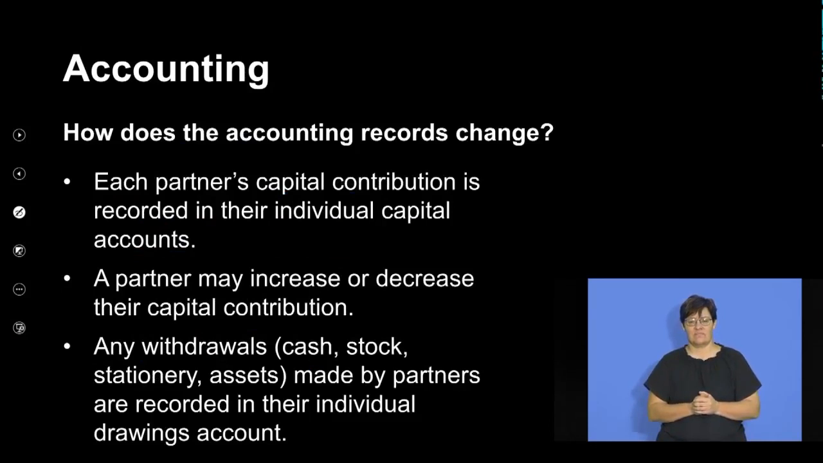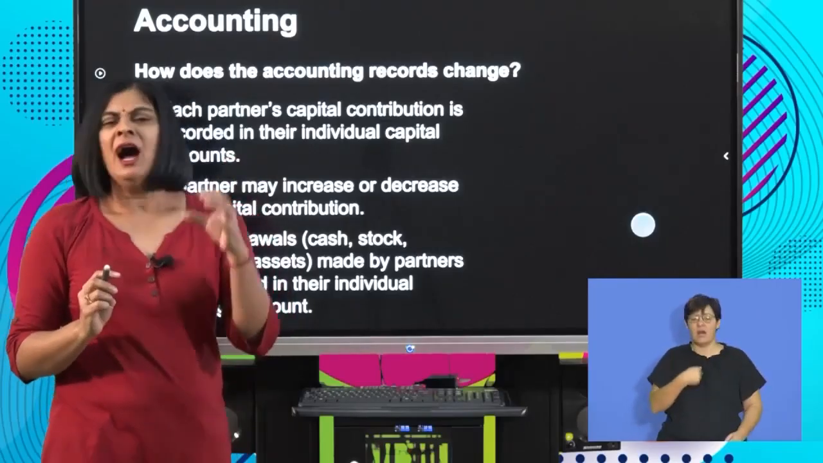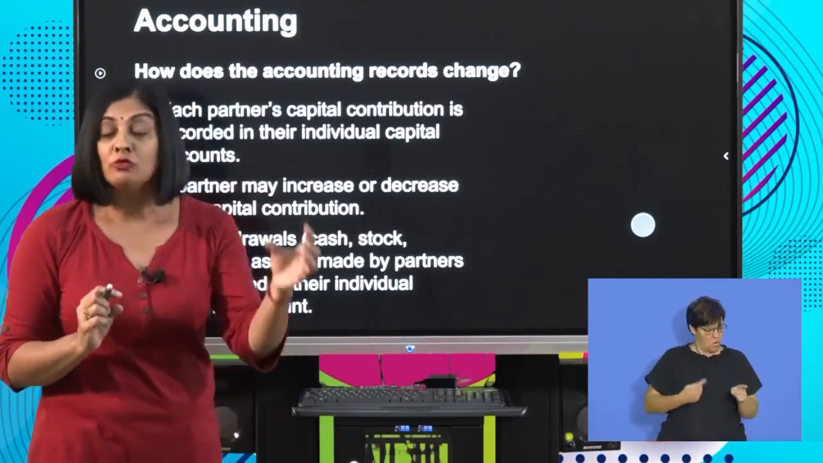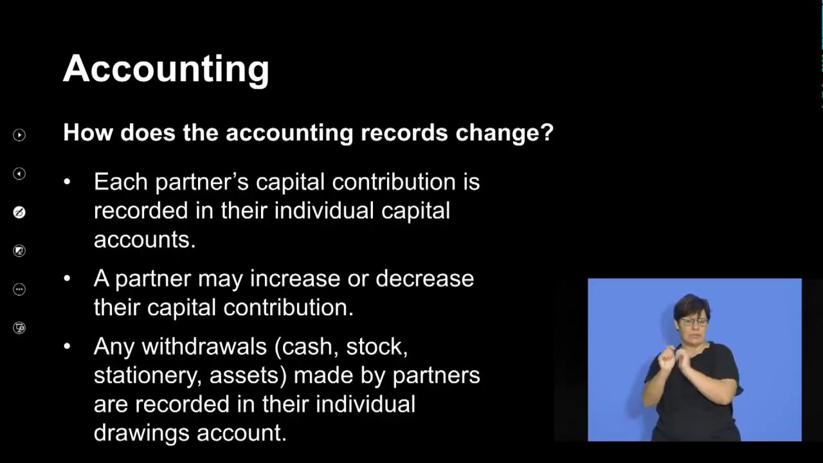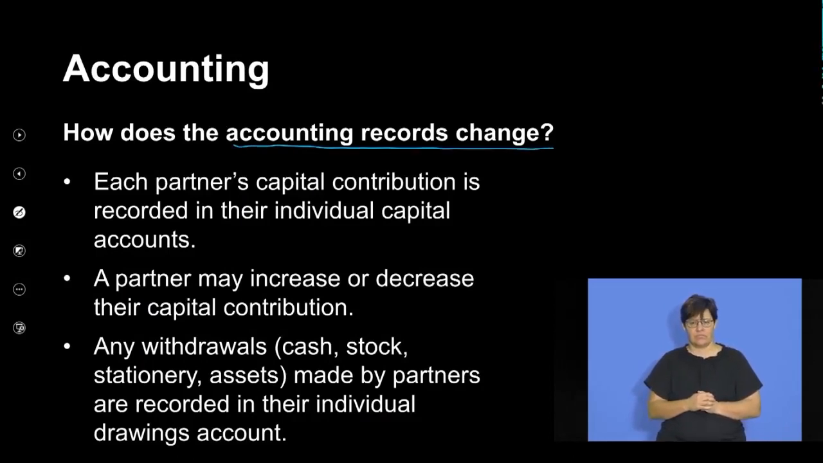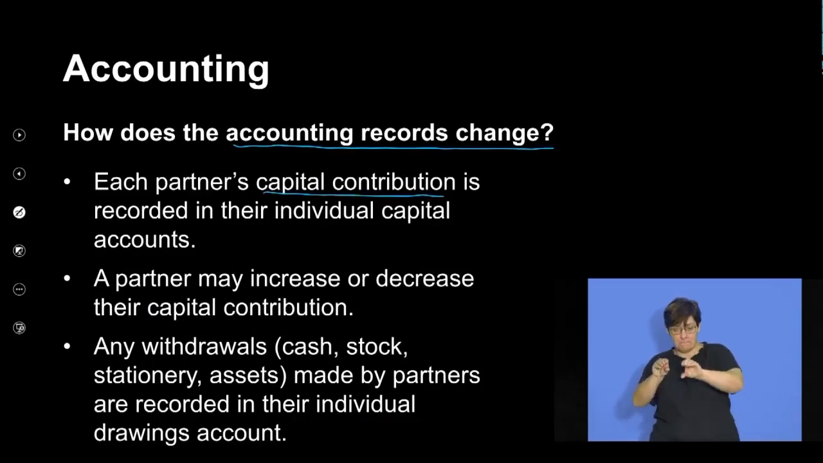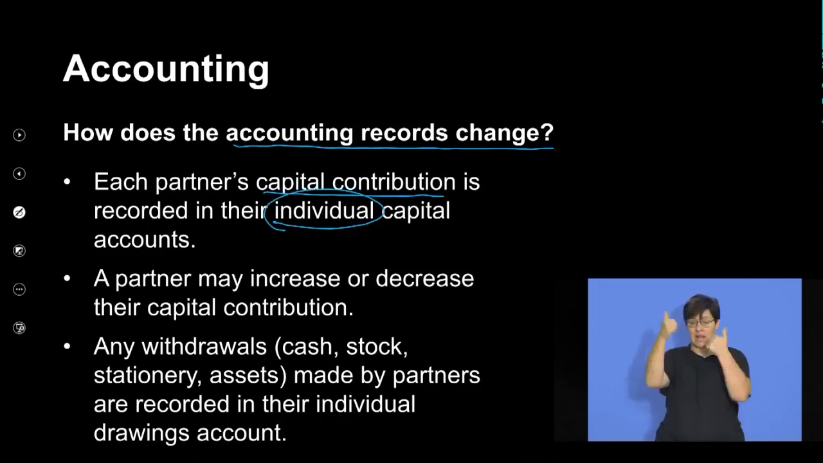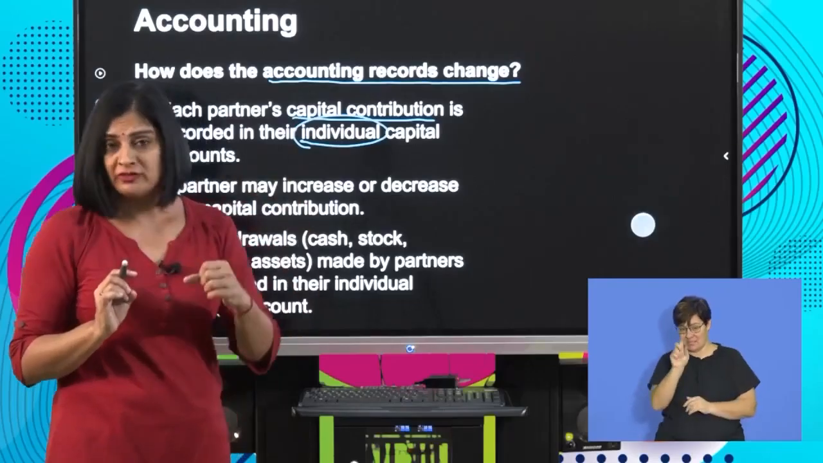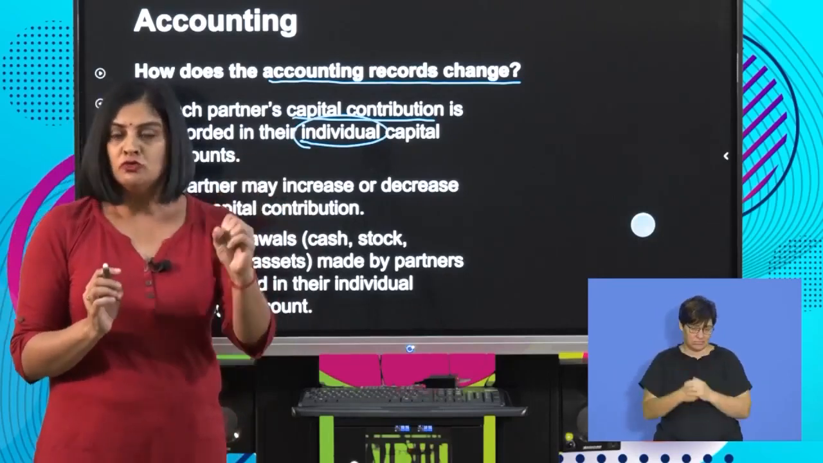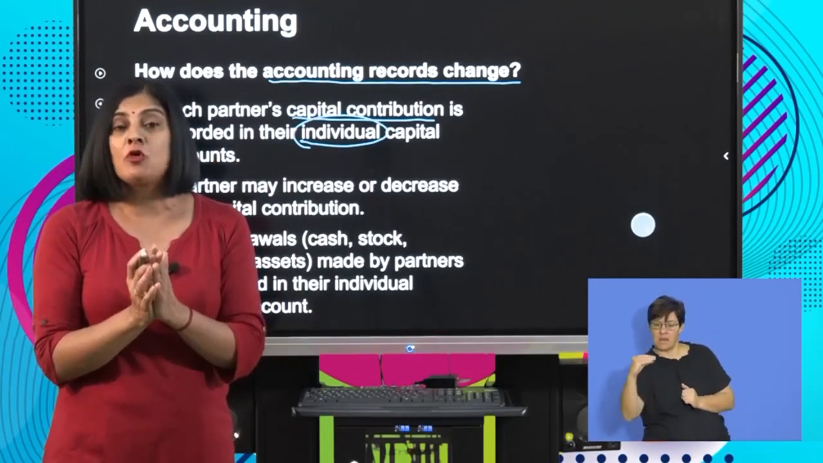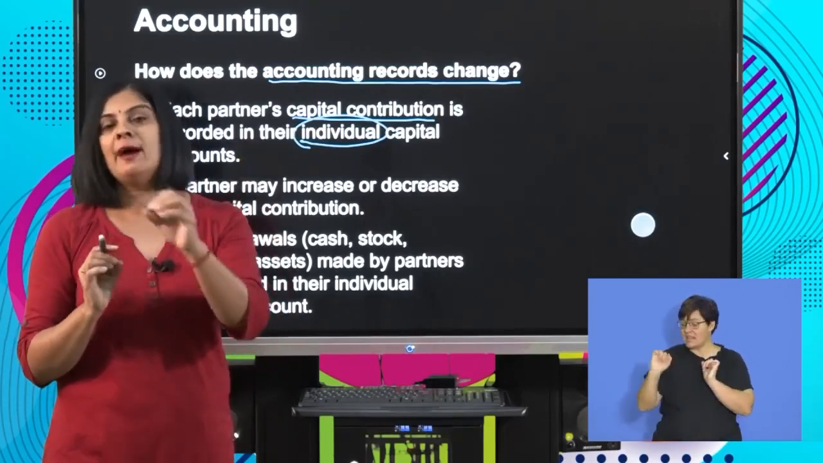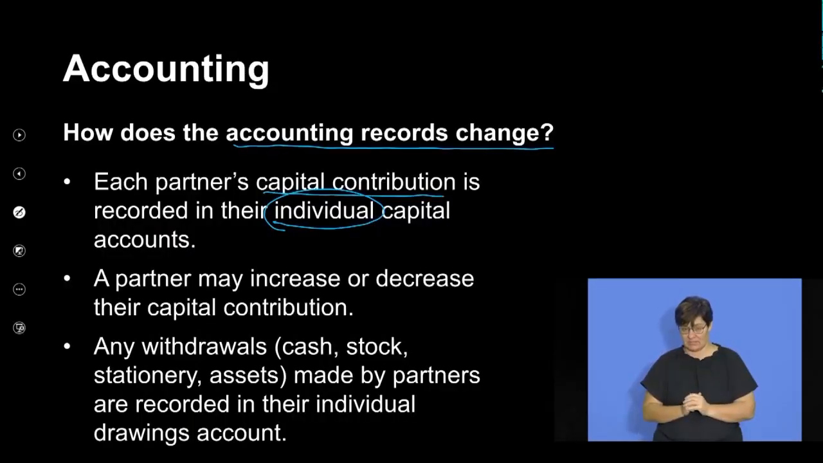Right, now as the bookkeeper, you are interested in how your job changes. How are the accounting records that I'm going to prepare going to change? So let's focus on that. Each partner's capital contribution is recorded in their individual capital accounts. Now, this is very, very important. We're going to touch on this later on, but remember, you've got two different individuals bringing in a certain amount of capital, so this needs to be recorded separately in their own capital accounts. Got that? Right, let's move on.